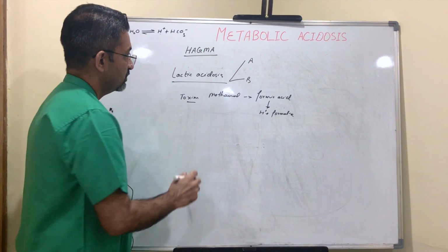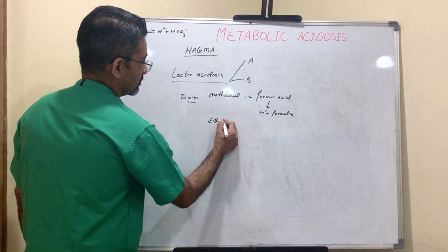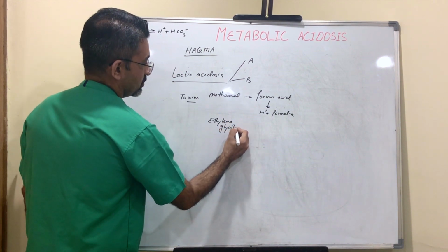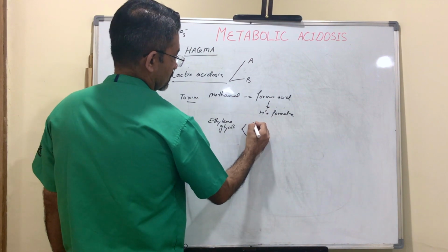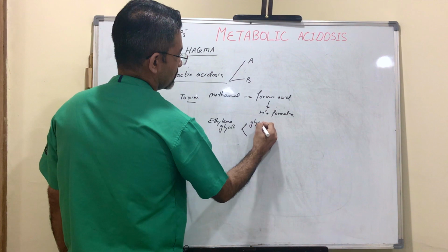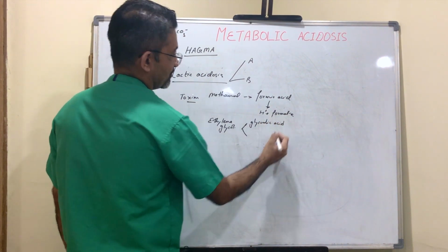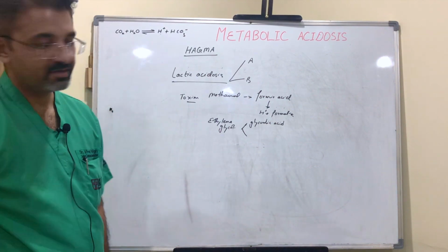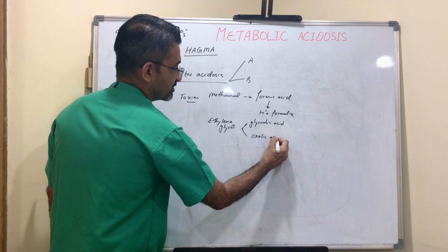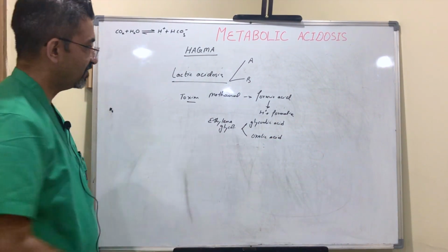Similarly, you have ethylene glycol. It gets converted into glycolic acid, which converts into glycolate and H ions, and oxalic acid, which gets converted into H ions and oxalate. That is ethylene glycol. Then you have propylene glycol.